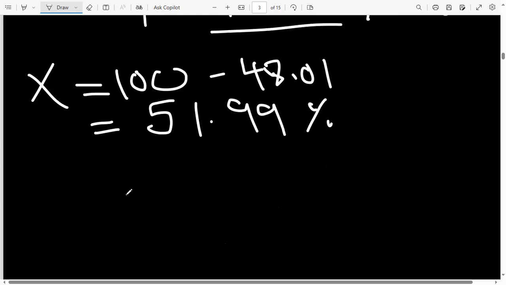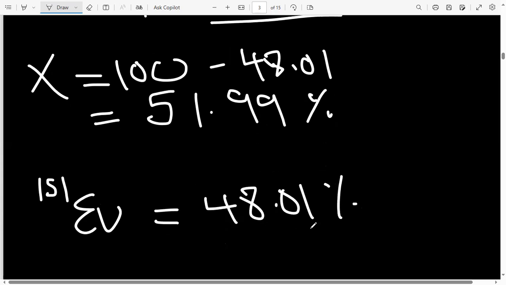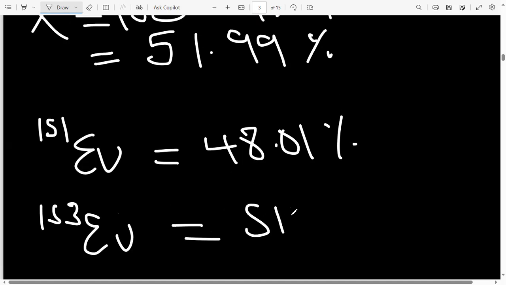So for the first isotope here, we're going to say its percent is just 48.01%. If you want, you can round them to 3 significant figures. And then for europium-153, we are saying it's 51.99%. Okay, so that's how we go about that question. Any questions there, guys?